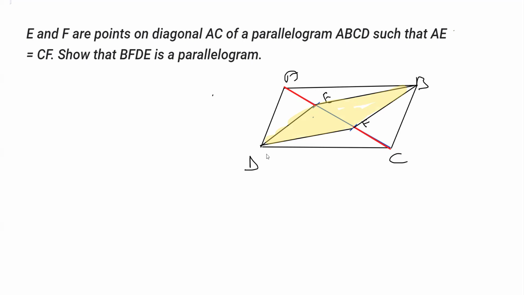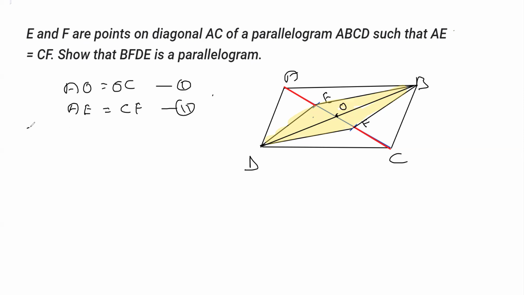Let's say I draw the other diagonal. We know that diagonals of a parallelogram bisect each other. So that way I can say that AO is equal to OC. This is because the diagonals of a parallelogram bisect each other. Now further you can see that we are given AE is equal to CF. Say this is equation 1 and 2. If I subtract these two, that is AO minus AE should be equal to OC minus CF.